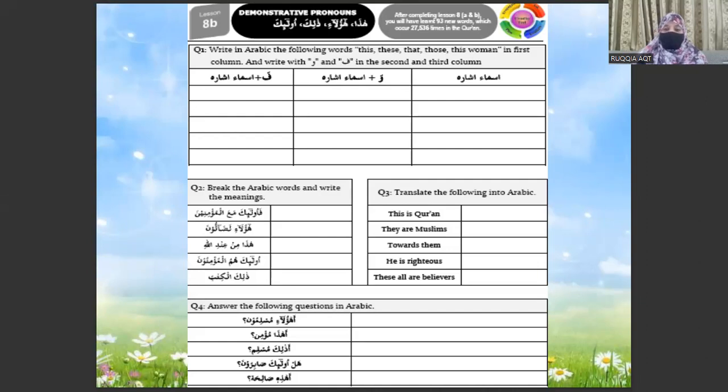Question number 3. They are Muslims. Very easy one. Please try to do it. They are Muslims. Hum Muslimun, and we can also say ulaika Muslimun. These all are believers. Haulai mu'minun.